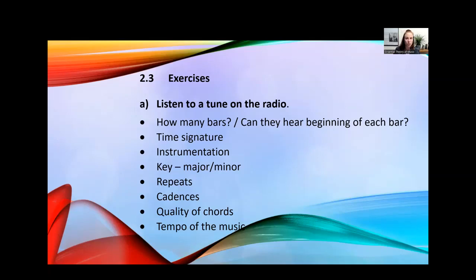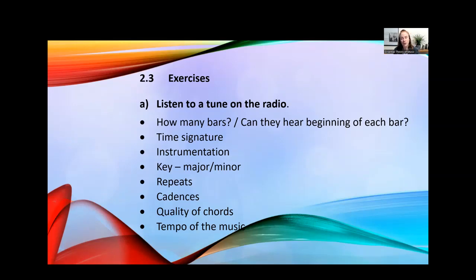There's a voice, there's a guitar, there are drums, there's a violin. Is it major? Is it minor? Is it fast? Is it slow? Are there any repeats? Can they identify the cadences, the quality of chords? Are there many minor chords, many major chords, diminished chords? Can they actually recognize a diminished chord or maybe an augmented chord?